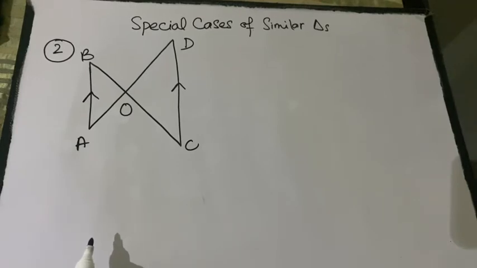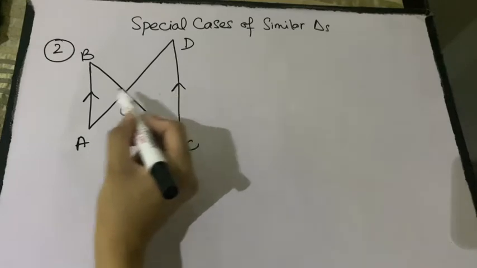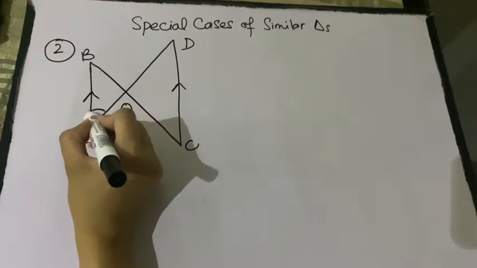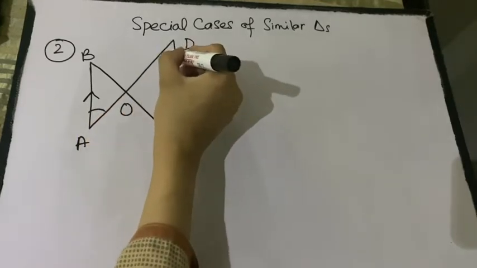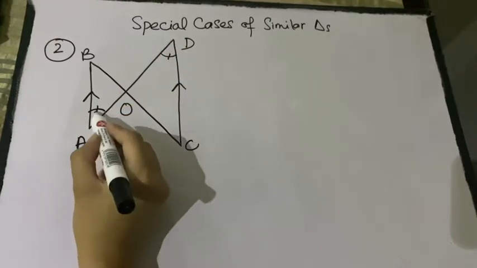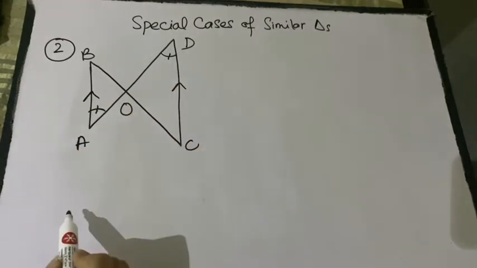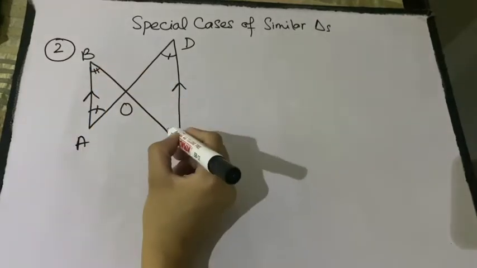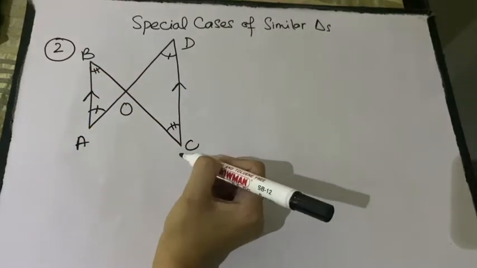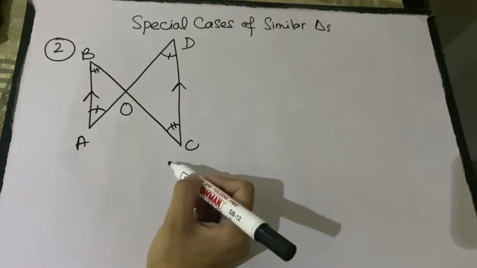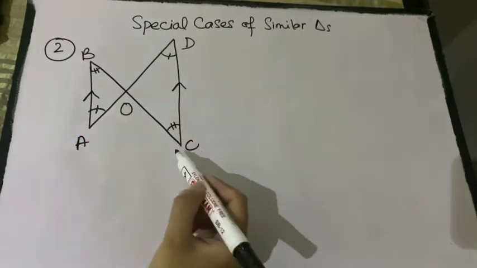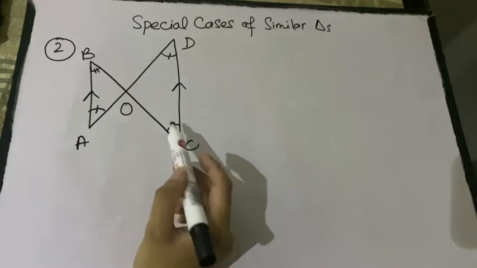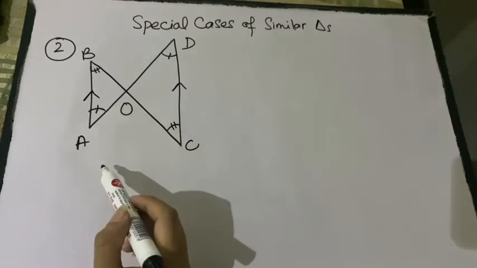Here, if you look at the triangles like this, you should know that these two triangles are similar. How can you say that? If you see, you have two parallel lines. Angle BAO is equal to this angle. Why? Because these two angles are alternate angles. This angle is equal to this angle. Why? Because these two angles are also alternate angles. In these two triangles, two of the angles are equal. So on the basis of this information, you can say that both the triangles are similar.